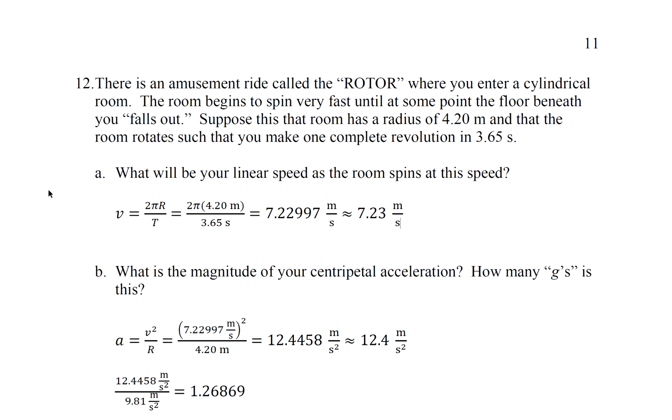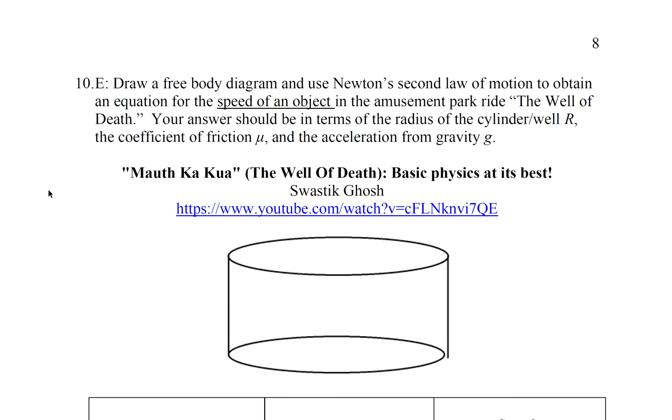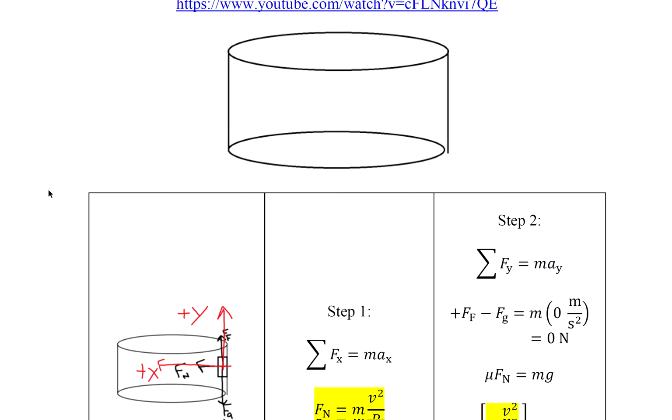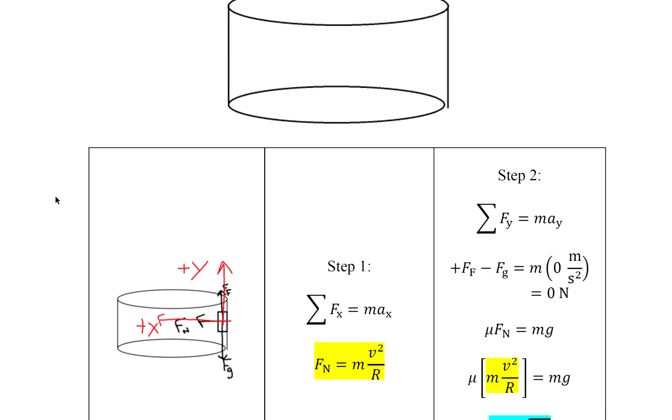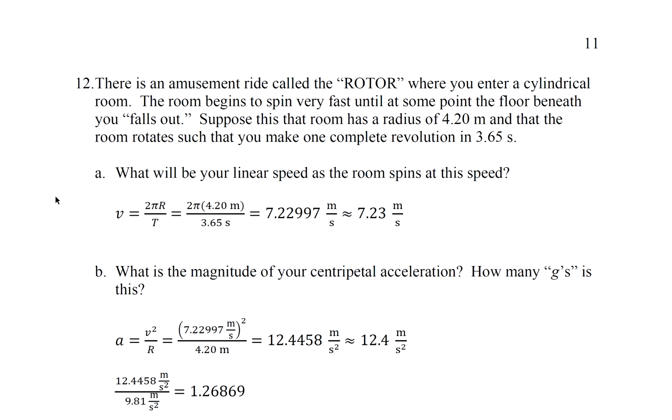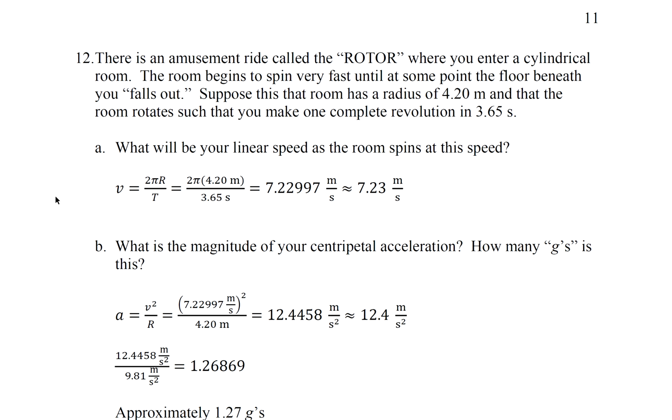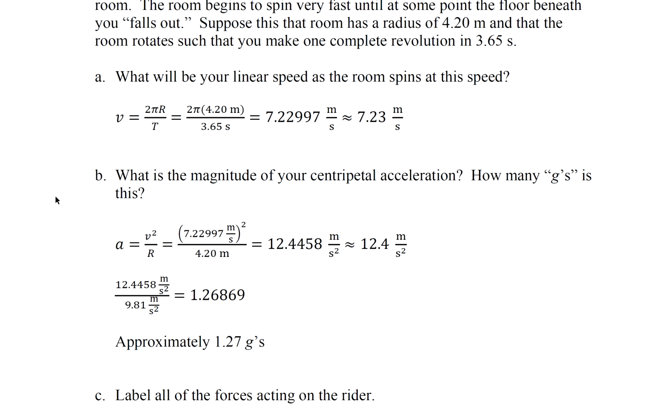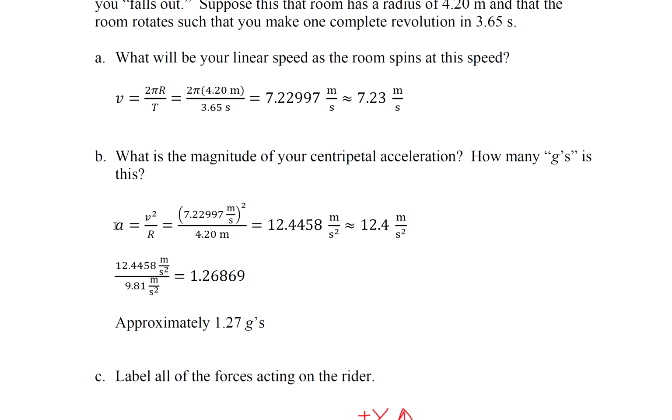So remember, in problem 10, the object moved in a circle, the cylinder didn't move. In problem 12, the cylinder is moving in a circle. The object doesn't move. Part B, what is the magnitude of your centripetal acceleration? Acceleration is v squared over r. How many g's is this? Just divide by 9.81. Sorry, it's about 2.27 g's.